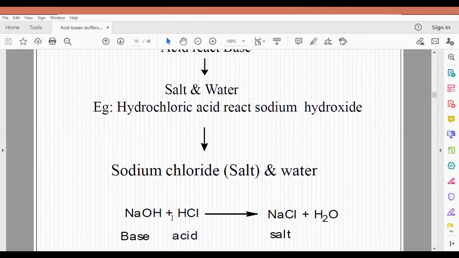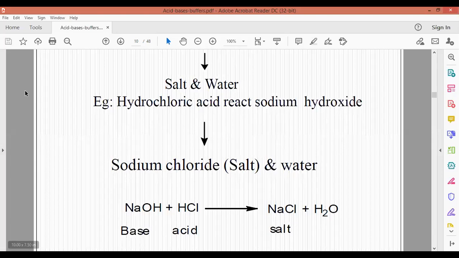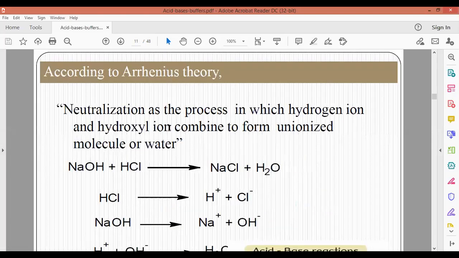So you can take any example of an acid and base. There is a formation of the salt. That process is the neutralization process. So according to Arrhenius theory, what is meant by the neutralization process? Neutralization is the process in which hydrogen ion and the hydroxyl ion combine to form the unionized molecule, or the formation of the water molecule.